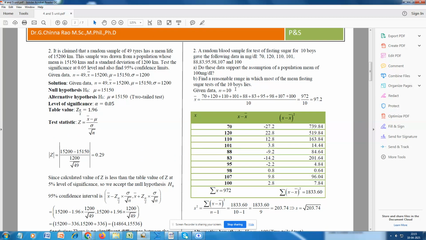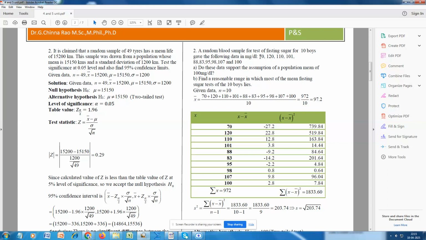Okay, here the question is: a random sample for test of fasting sugar for 10 days gave the following data in mg per dl: 70, 120, 110, 101, 88, 83, 95, 98, 107 and 100. Do these data support the assumption of a population mean of 100 mg per dl? Find a reasonable range in which most of the mean fasting sugar test of the 10 boys lies.